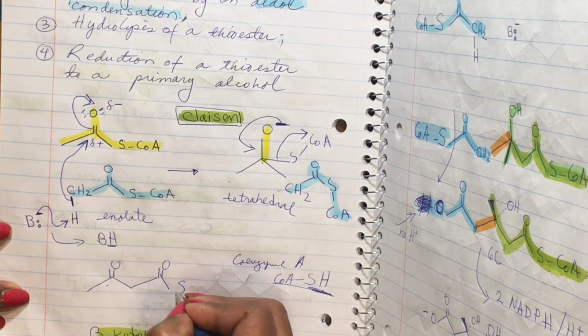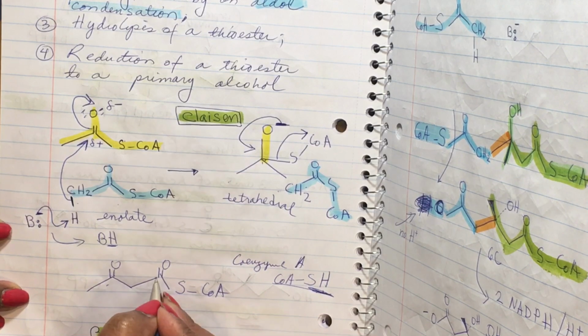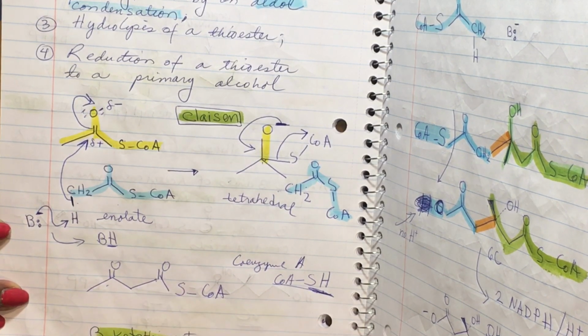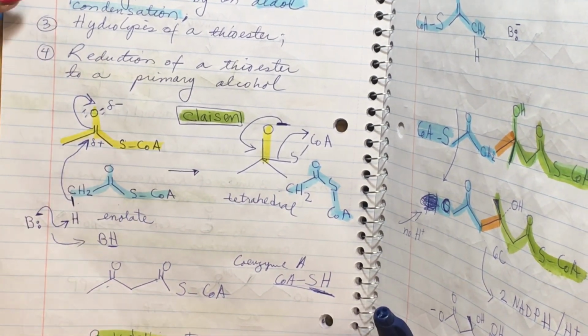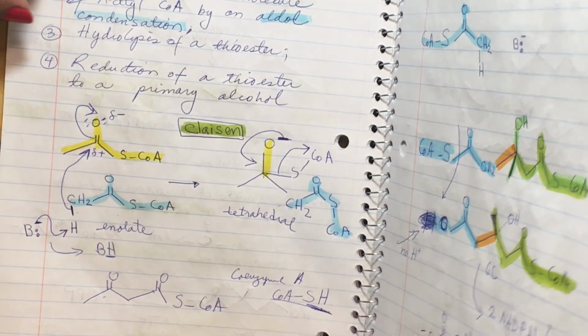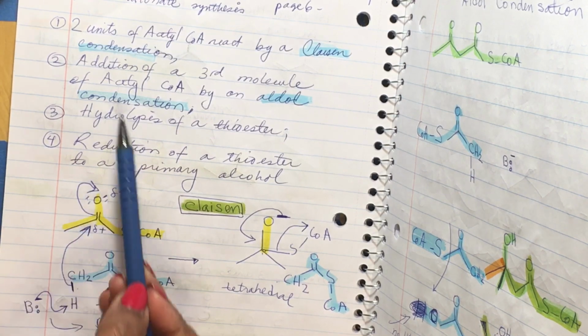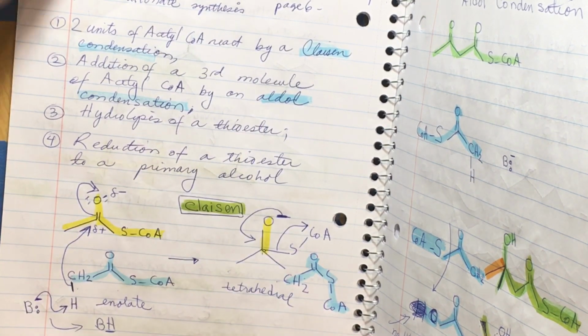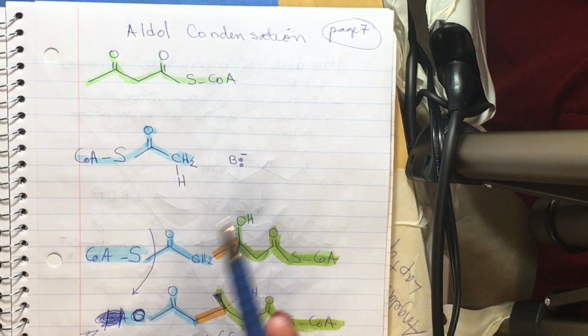And we'll now have only 1 unit of coenzyme A attached, making a thioester. So there is a beta-keto thioester. On the second step, if we go back and read, we need to add a third unit of acetyl-CoA. So we have a third unit of acetyl coenzyme A that is going to be added to the beta-keto ester, and that reaction will be an aldol condensation reaction.